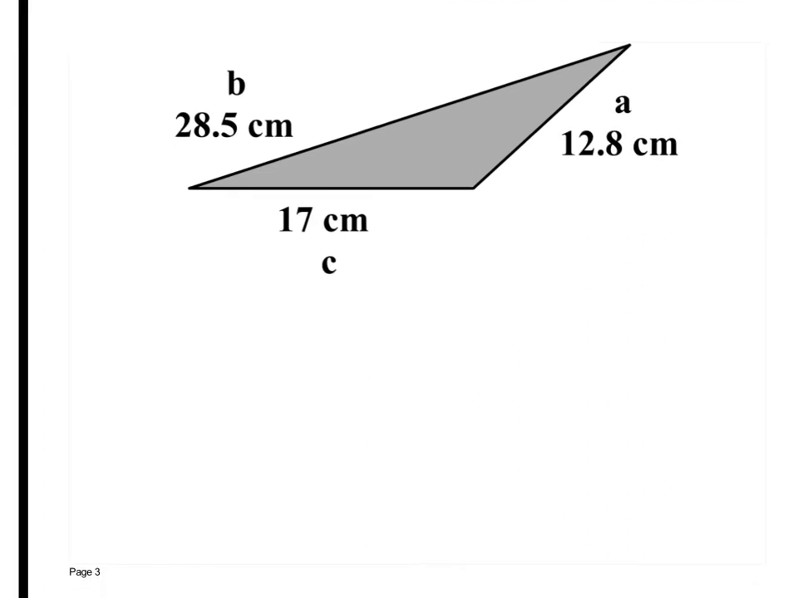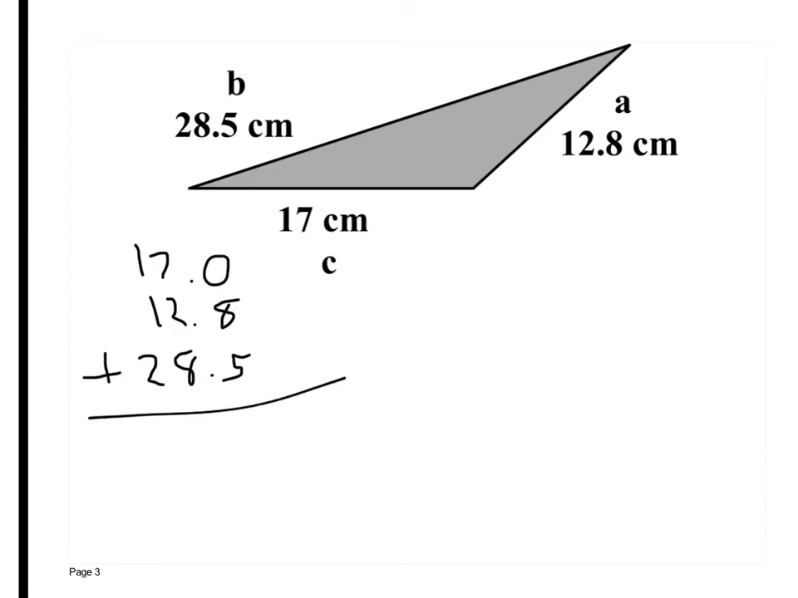So they might give you this. Draw a simple triangle, don't make it big, and put the numbers on there, and we're going to find the perimeter of this triangle. Alright, here they gave us all the sides, A, B, and C. So we just add those up: 12.8 plus 28.5 plus 17.